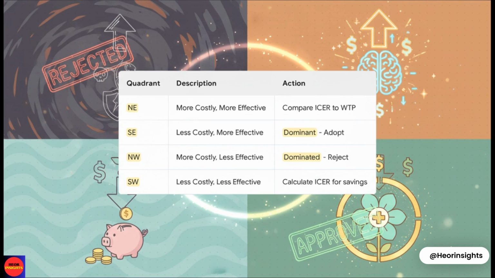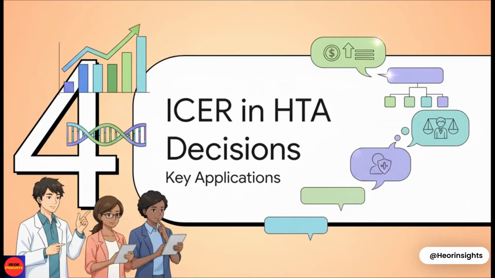This is dominated and a clear choice for rejection. Most new therapies, though, fall in the northeast quadrant. They're more effective but also more costly. This requires an ICER calculation to determine value. And finally, the southwest quadrant represents therapies that are less costly but also less effective, which also requires careful consideration. With an understanding of how the ICER is calculated, we'll now discuss its application in formal health technology assessment.